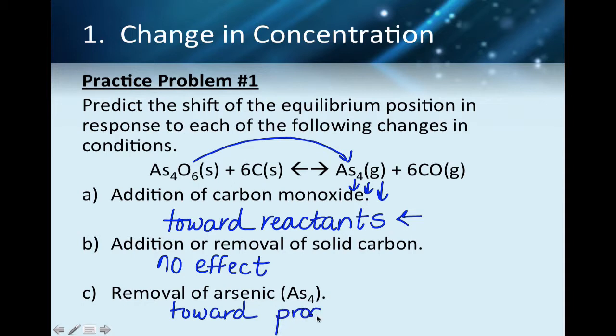So when you're removing a substance, you see the equilibrium shift towards what you're removing because it's trying to replace what's being taken away. When you're adding things, you see the equilibrium shift away from what you're adding because it's trying to distribute all that extra that you have, and it's going to shift away from that.